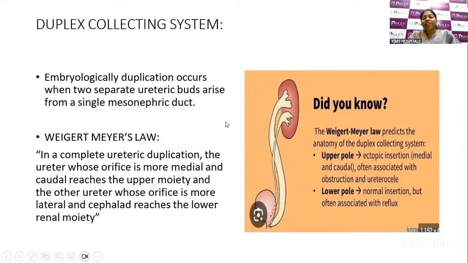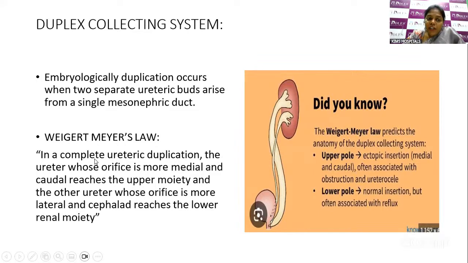There is Weigert-Meyer law which occurs. When there is a duplex system, we call the parts moieties, the upper moiety and the lower moiety. The ureter from the upper moiety attaches lower than where the lower moiety's ureter enters the bladder. That is, the upper moiety attaches below, and the lower moiety attaches into the bladder on the upper end.